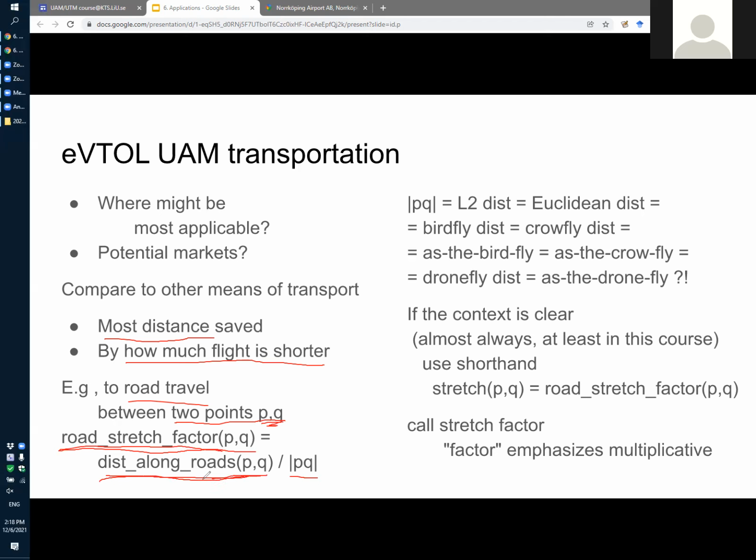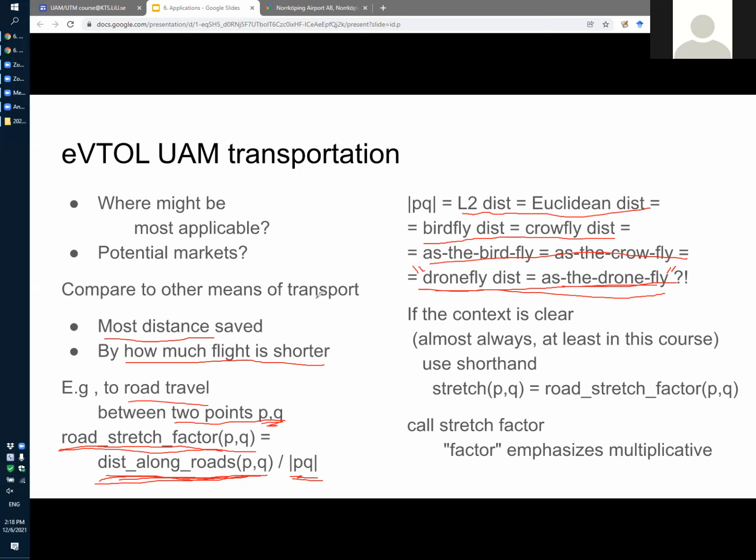One is how long it takes to get from P to Q along roads, and the other one is how far P and Q are from each other in terms of this usual distance, the Euclidean distance, or again, as we were talking in the previous lectures, bird fly, crow fly, or whatever the names for this distance. We can probably call it drone fly distance, but we'll put this in quotation marks. This is not a very well defined or widely known terminology. But anyway, this is something which is more relevant to us. We look at the distance along roads divided by the distance for the UAM.